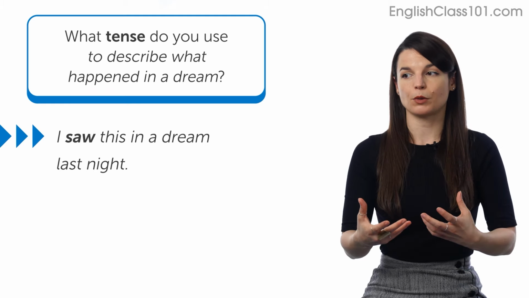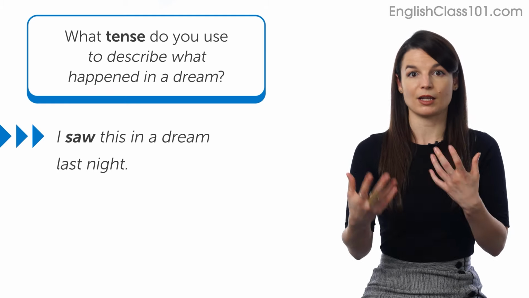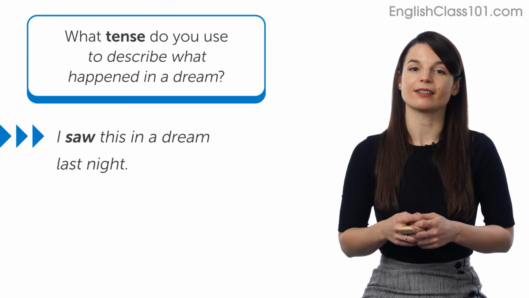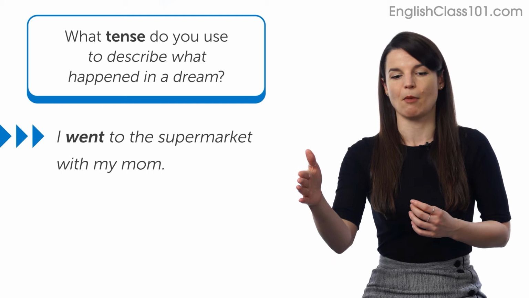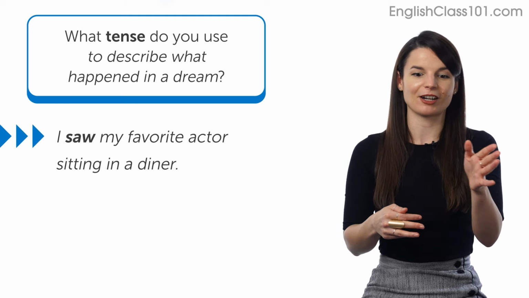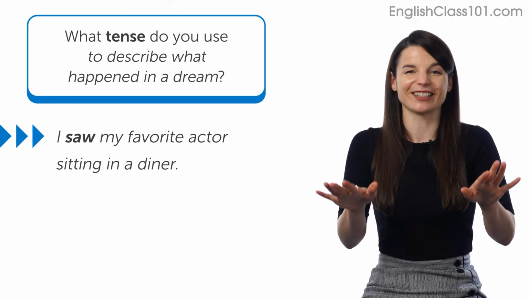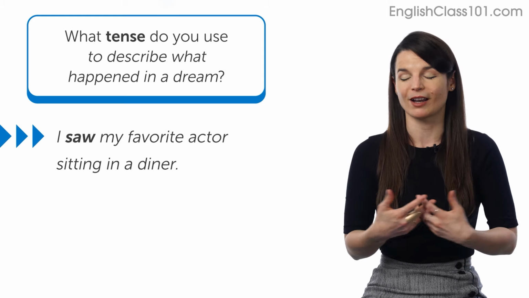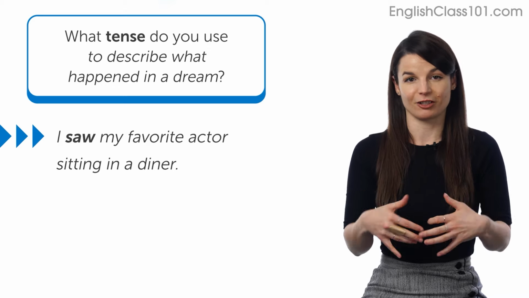So those are some ways that we usually introduce the beginning of the conversation or start the story. We usually use past tense. You know, I went to the supermarket with my mom, or I saw my favorite actor sitting in a diner, whatever it is. We usually use simple past tense to talk about those dream situations, because they're finished, they're done, they're over.